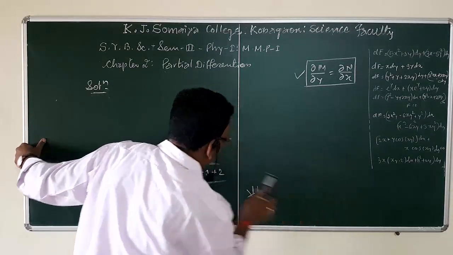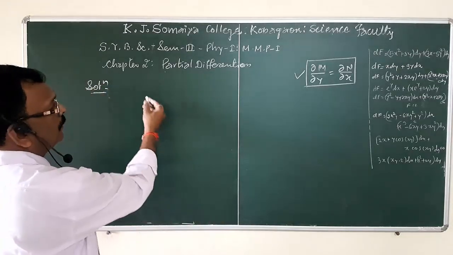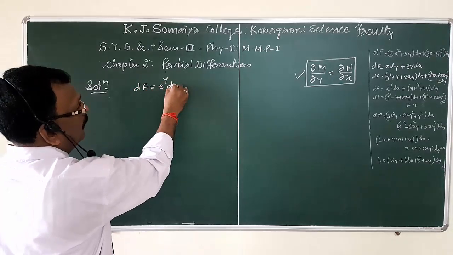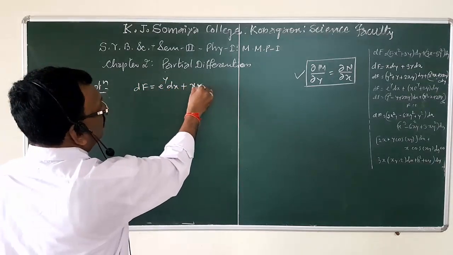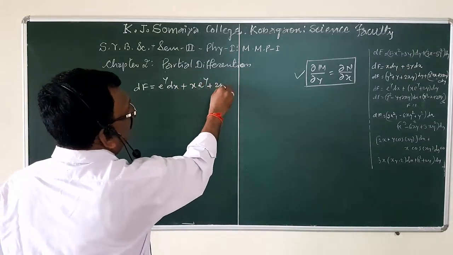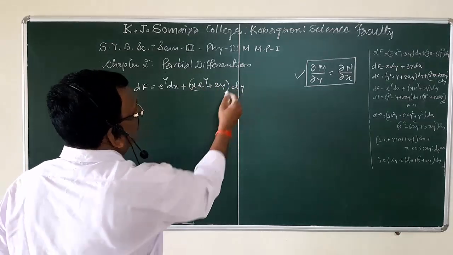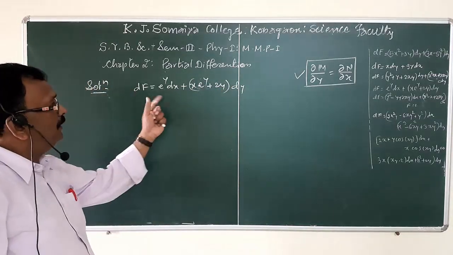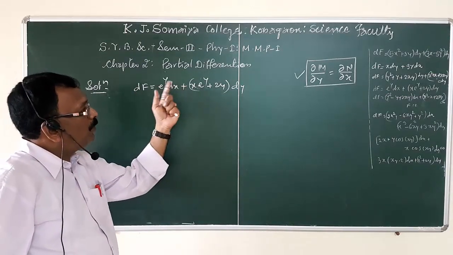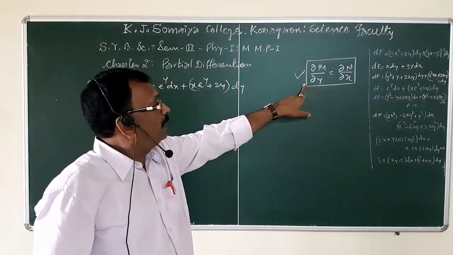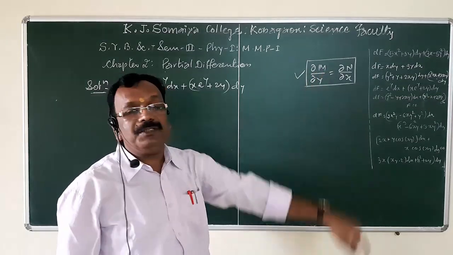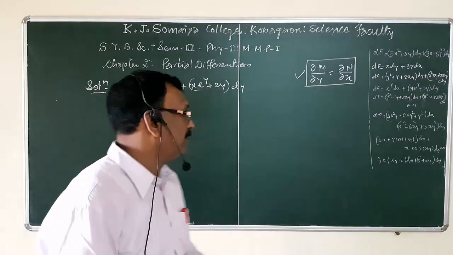the second problem. Show that the differential equation df is equal to e raised to y dx plus (x e raised to y plus 2y) dy is an exact differential equation. Show that this differential equation is an exact differential equation. For this purpose, we again have to show that the essential condition for exact differential, ∂m/∂y is equal to ∂n/∂x, is satisfied.